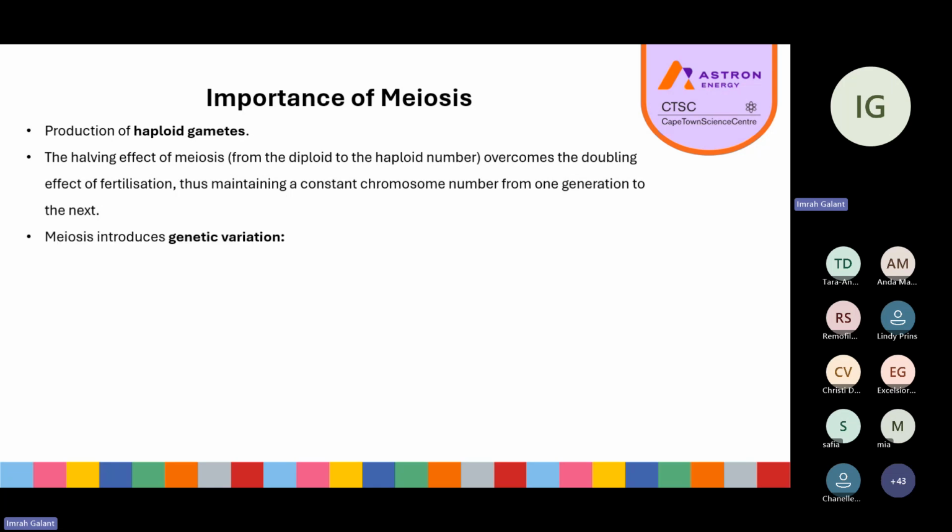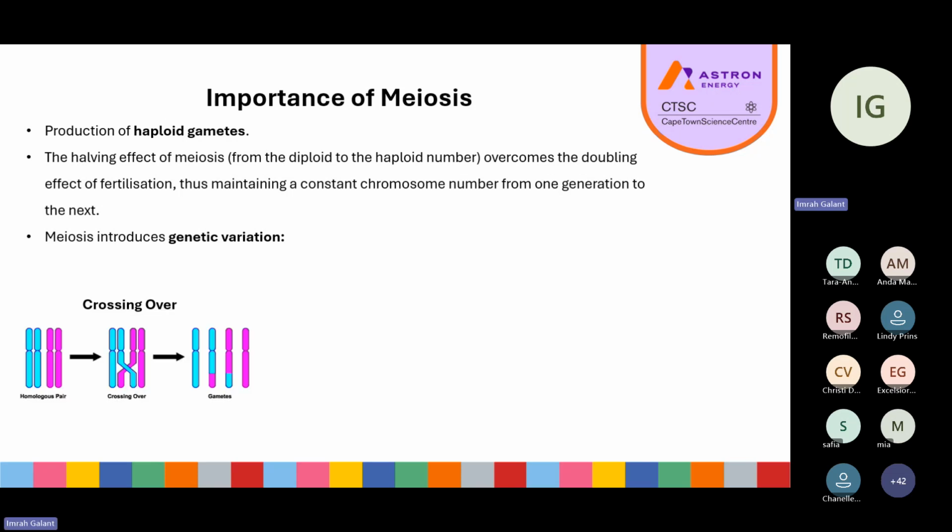Okay, so why else is meiosis important? It is important for genetic variation. They also like to ask this question: how does meiosis influence or cause genetic variation? And you need to be able to answer this question pretty well and just write the following.